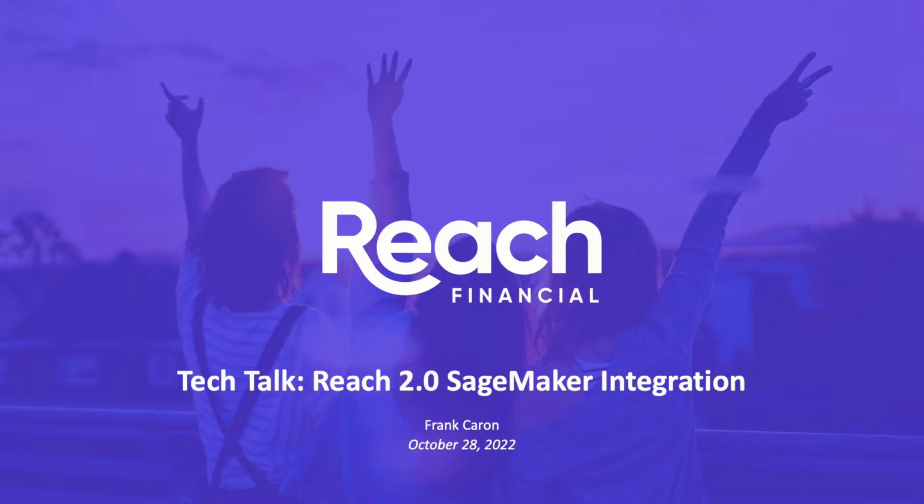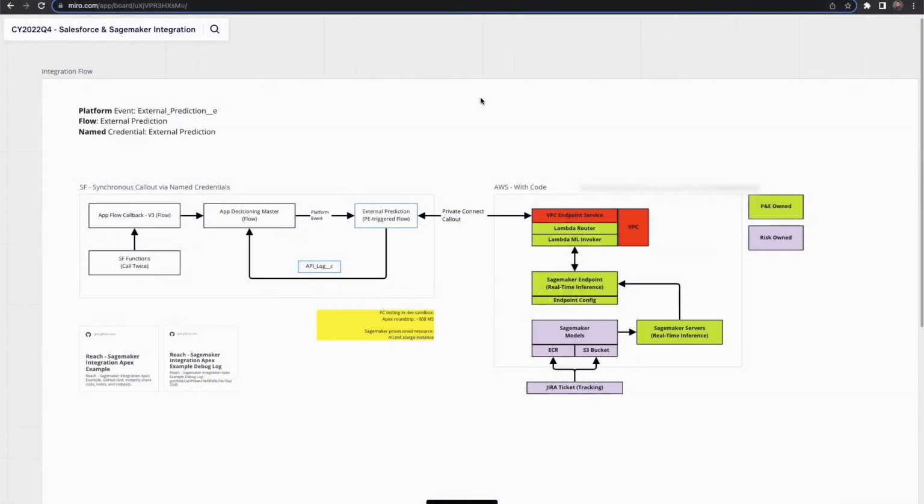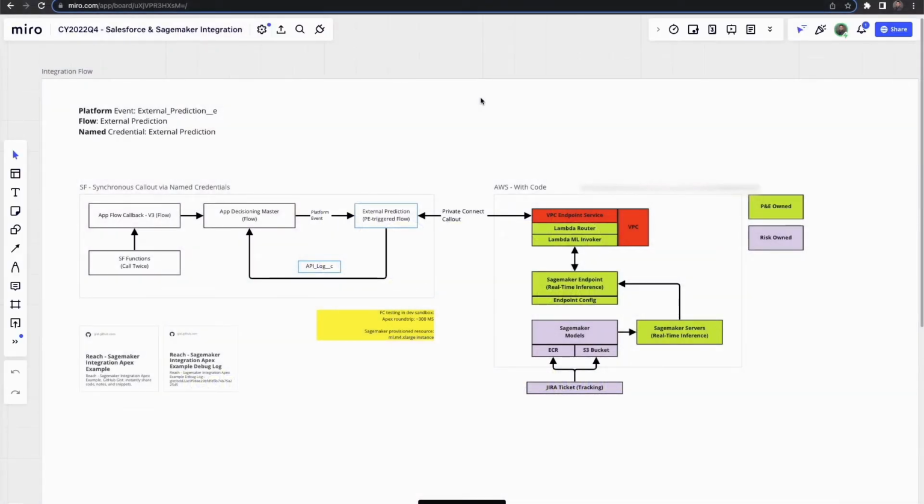I'm here today to tell you a little bit more about our Reach 2.0 SageMaker integration. Now this is a super cool part of our stack. During the borrower application process, we use Salesforce flows to orchestrate some of the business logic and Salesforce Einstein Discovery to make a prediction about whether or not that borrower is going to be the right fit for a certain pricing based on their credit.